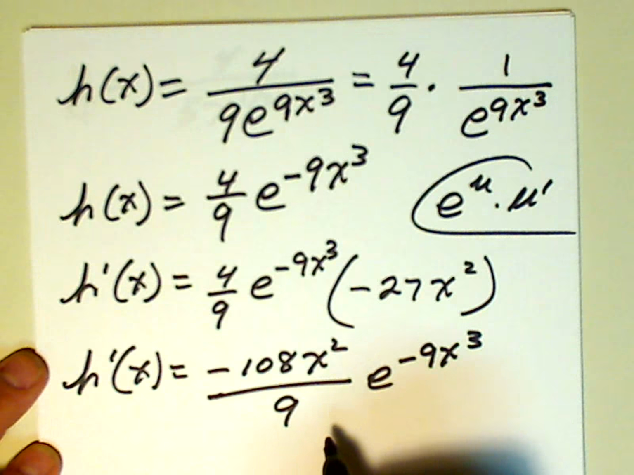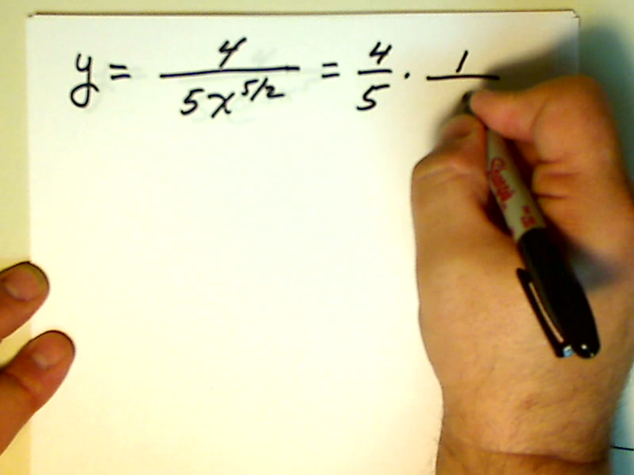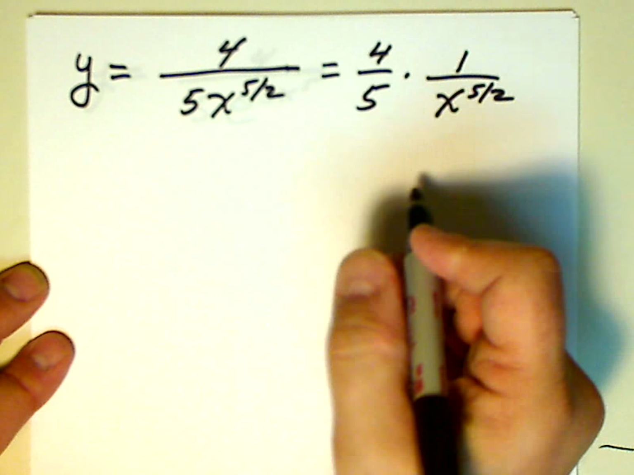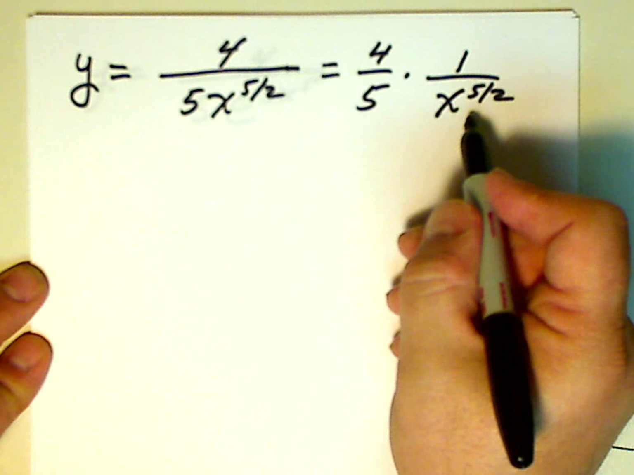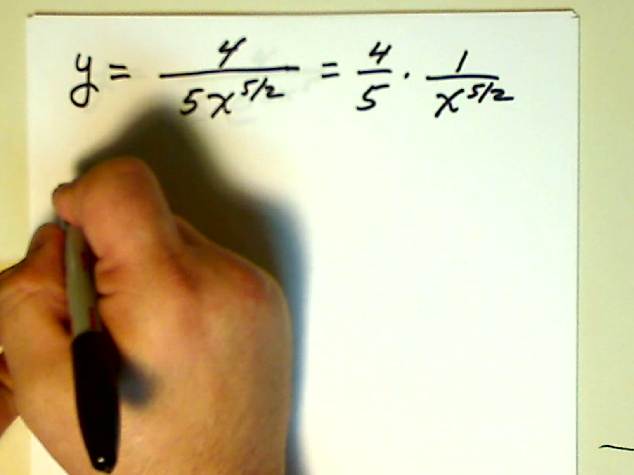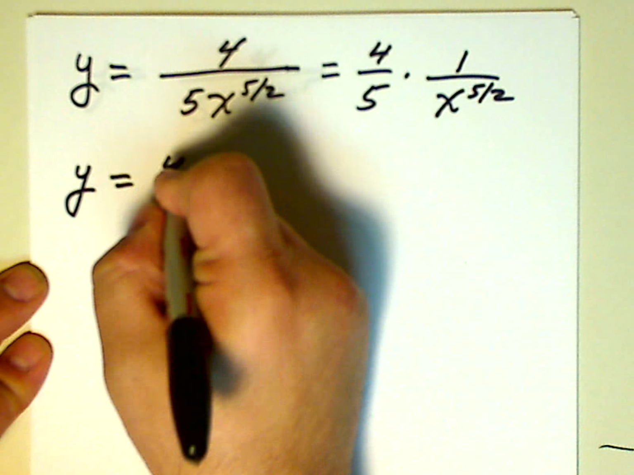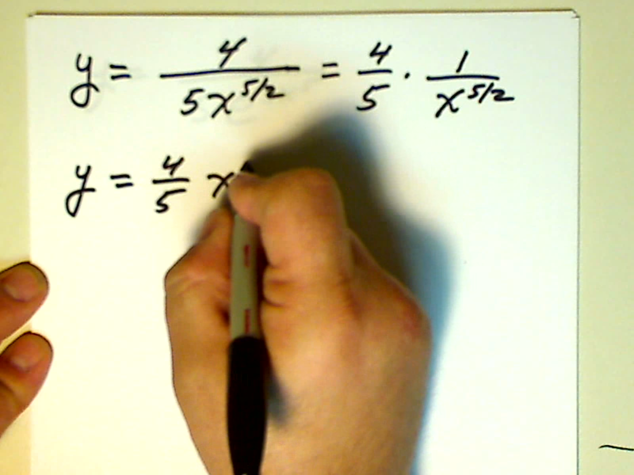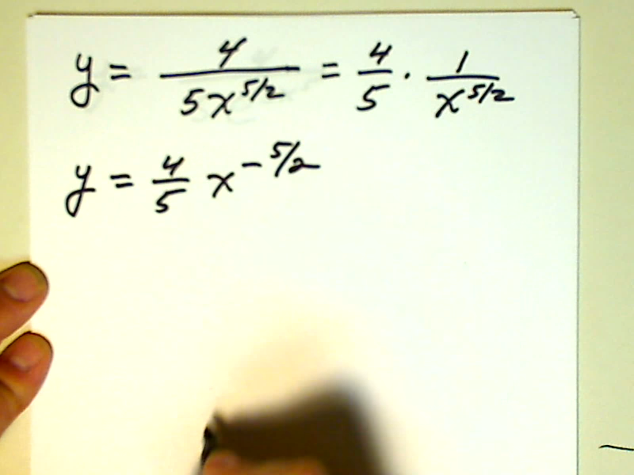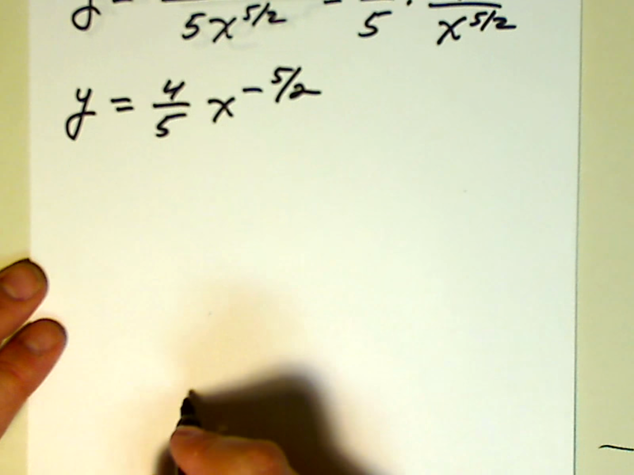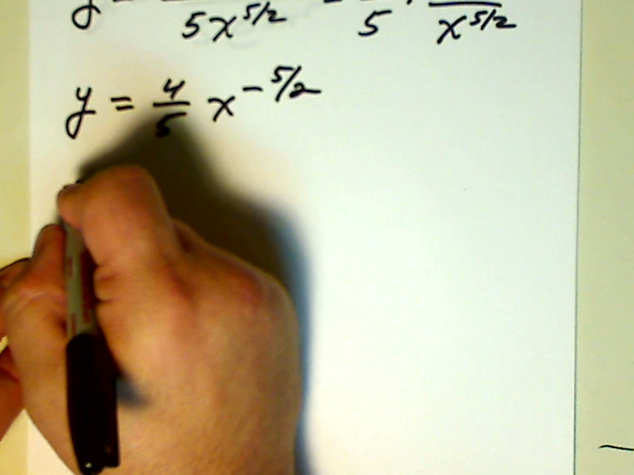I've got 2 more, I believe. So, okay, here we have y equals 4 over 5x to the 5 halves. We're going to pull out the 4/5 here. And we're going to multiply by 1 over x to the 5 halves. And now we're going to kick x to the 5 halves out of the denominator. So y is equal to 4 over 5 times x to the negative 5 over 2. And now it's just a simple power rule problem to differentiate.